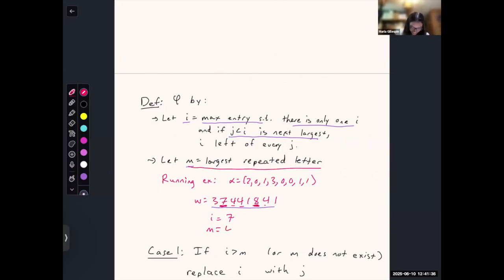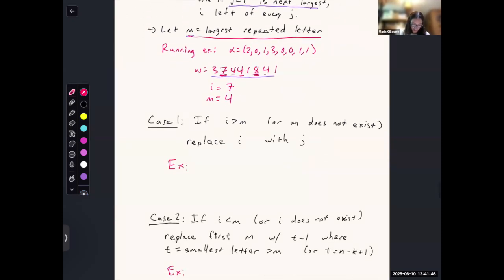That one's a lot easier to calculate. 4 is the largest repeated letter in this word. 1 is also repeated, but it's not largest. So I is 7 and M is 4, and you compare I to M, and you have 2 cases for your sign reversing involution. So if I is bigger than M, or M doesn't exist, which is the case we're in, I is bigger than M, we replace I with J, which is the number that's just less than I. In this case, J is also 4, right? So we have the 7. We want to replace this with the number that appears in the word that's one smaller than it. So you would replace the 7 with a 4.